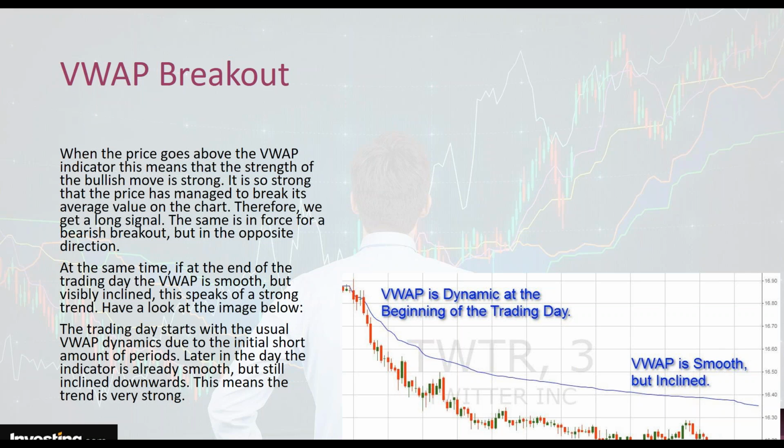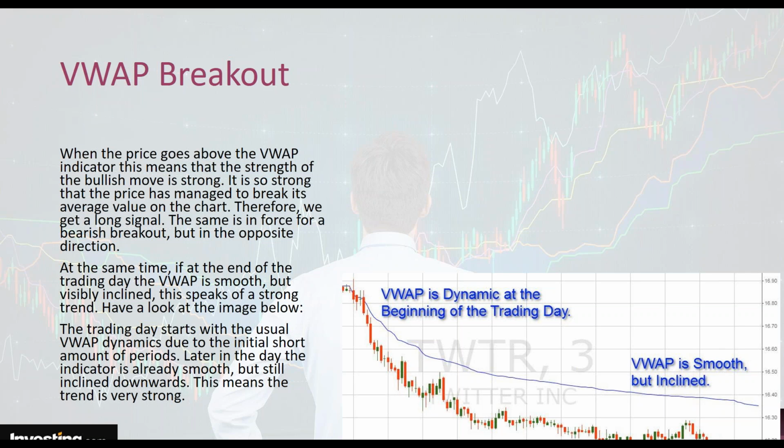Therefore, we get a long signal. The same is enforced for a bearish breakout, but in the opposite direction. At the same time, if at the end of the trading day the VWAP is smooth but visibly inclined, this speaks of a strong trend. So here you can look at the image right here.